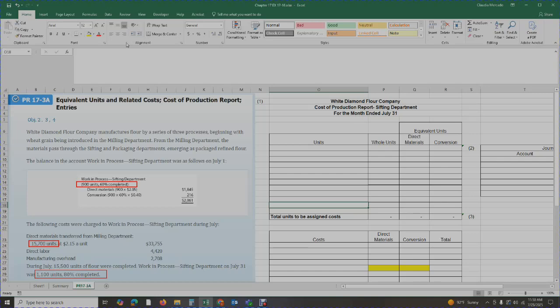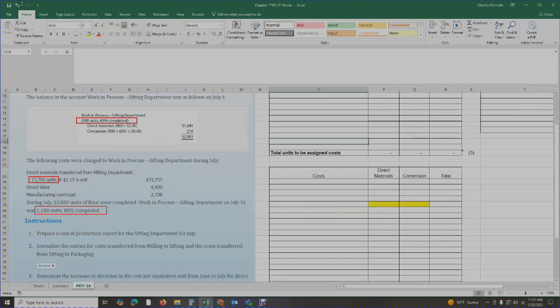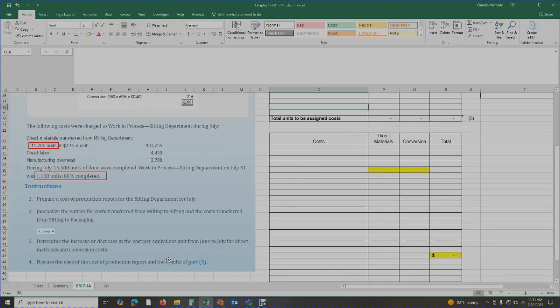Now, using this data, we're going to prepare a cost of production report for the sifting department for July. We're going to journalize the entries for cost transfers from the milling to the sifting and the cost transfers from the sifting to the packaging. And then we're going to determine the increase or decrease in the cost per equivalent unit. I'll let you answer number 4, which is more of a discussion about the report itself.